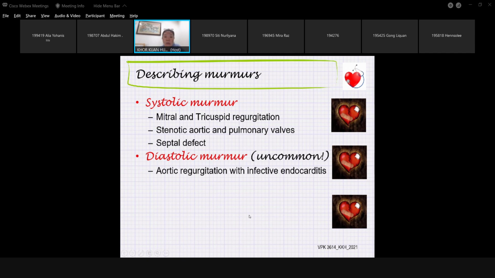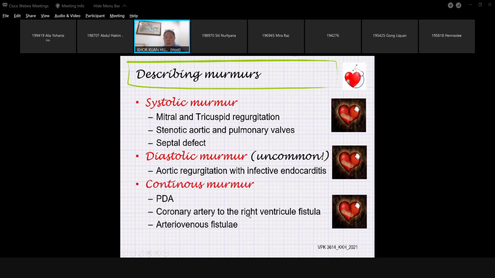A continuous murmur often occurs if there's a PDA, a fistula, or a hole in the heart. The patient comes in with a very big heart and looks at you with a kitten face or puppy face. This is congenital disease. The most common congenital disease is patent ductus arteriosus. And if you get that, it will sound like this.